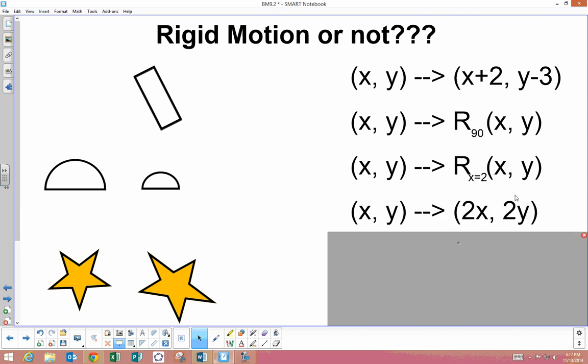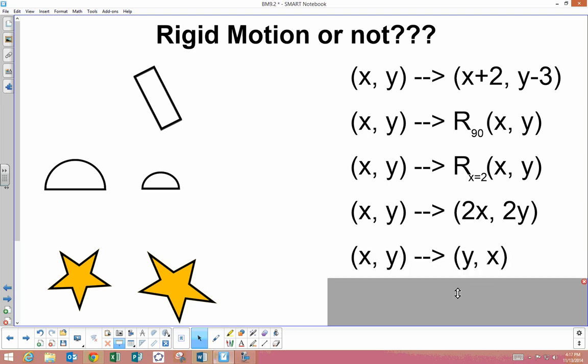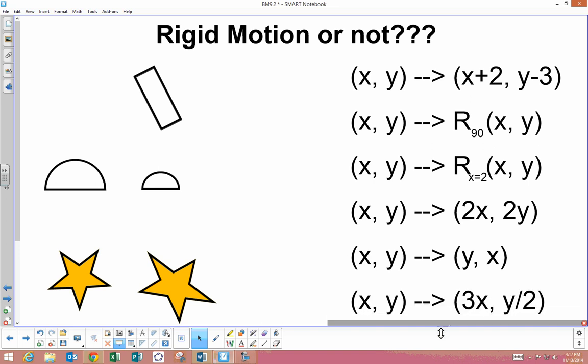This one, however, is not a rigid motion. It is not because we are multiplying x and multiplying y by 2, and when we multiply by 2, the figure gets bigger, twice as big, in fact. Here, all we did was flip x and y, and that is a rigid motion. Last, if we triple x but cut y in half, is that a rigid motion? No. So anytime we multiply or divide, something like that, it's not going to be a rigid motion.